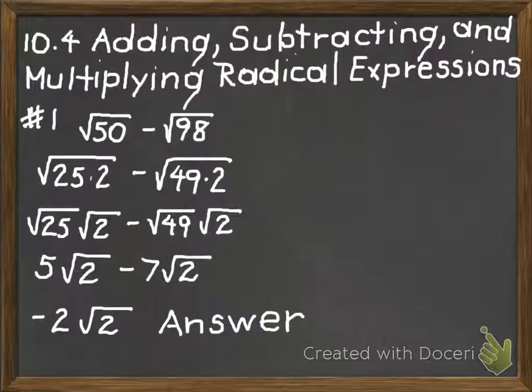So just like we would subtract the number coefficients when we have like terms, we subtract the coefficients on the radicals, the 5 and the 7. 5 minus 7 is minus 2. So we have minus 2 times the square root of 2. And that's our answer.